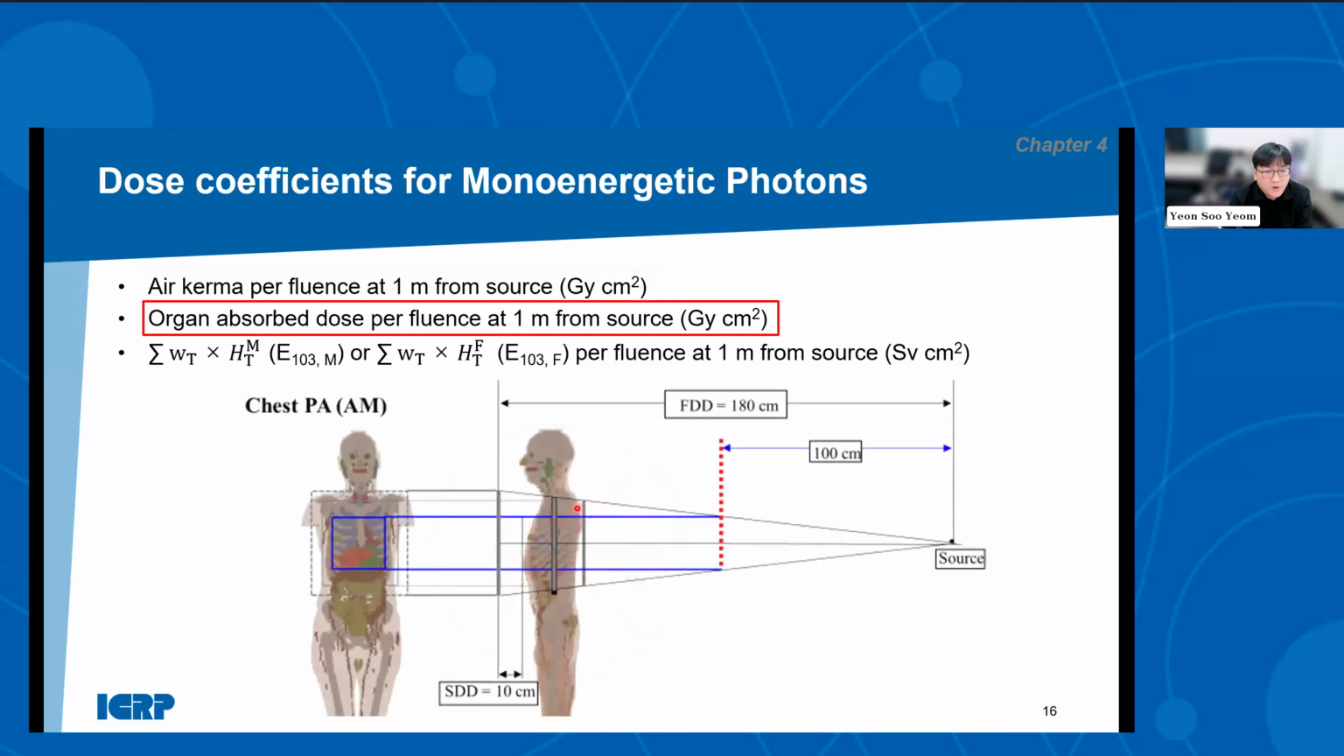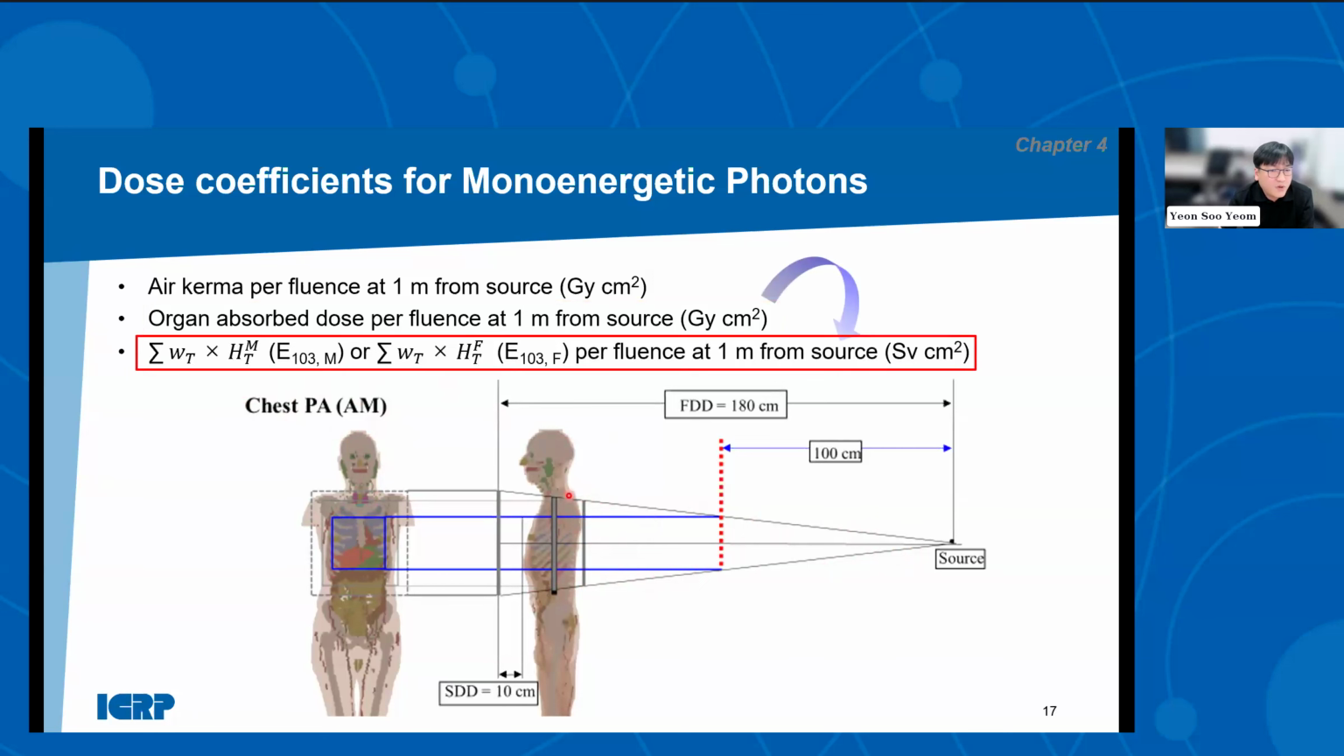And then the second one is organ absorbed dose for fluence at 1 meter from the source. These organ dose coefficients were calculated by irradiating the defined beam field, as explained by Don, to the phantom with monoenergetic photons in Monte Carlo simulation. This picture shows an example of the exposure of the chest PA for adult male. Once we have the organ dose coefficient, we can easily calculate the male or female contribution to effective dose coefficient. This can be simply calculated with organ dose and radiation and tissue weighting factors.